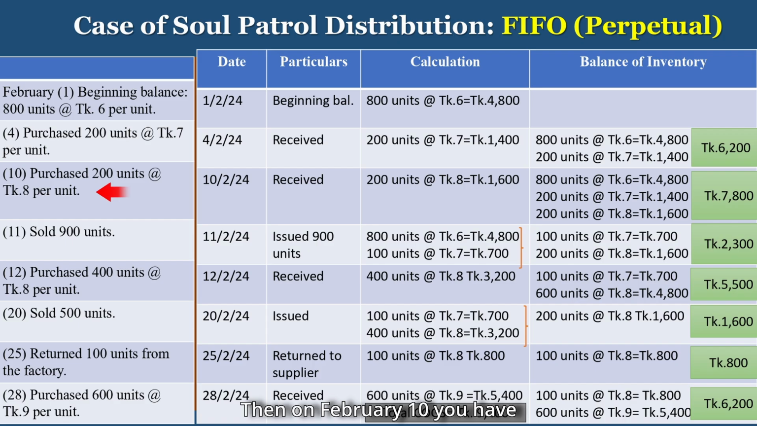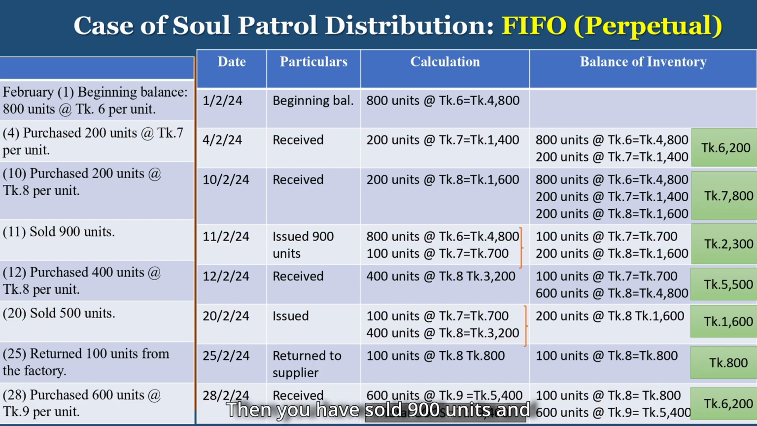Then on February 10, you have bought another 200 units at taka 8 each. In that case, the ending inventory consists of total 800 units plus 200 units plus 200 units, but their value is different. So we can determine the value of inventory like this way. 800 units at taka 6, that means total 4,800. Then 200 units at taka 7, total 1,400, and 200 units that you bought on February 10 at taka 8, and total value would be 1,600. So the value of total 1,200 units inventory at the end of February 10 is taka 7,800.